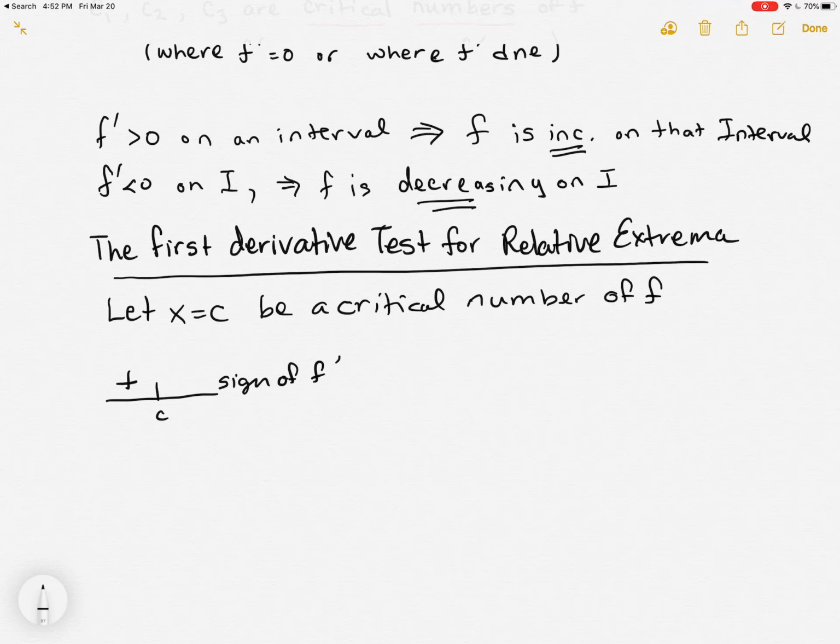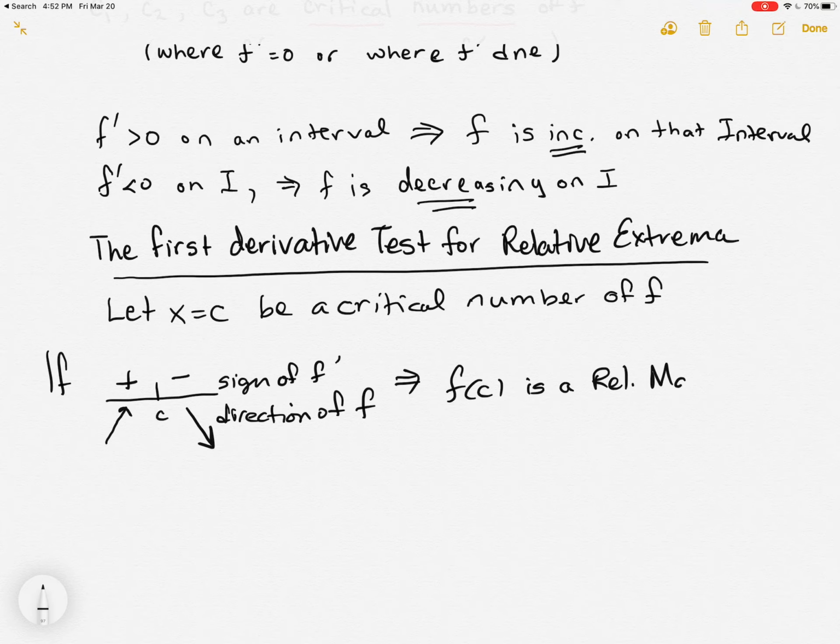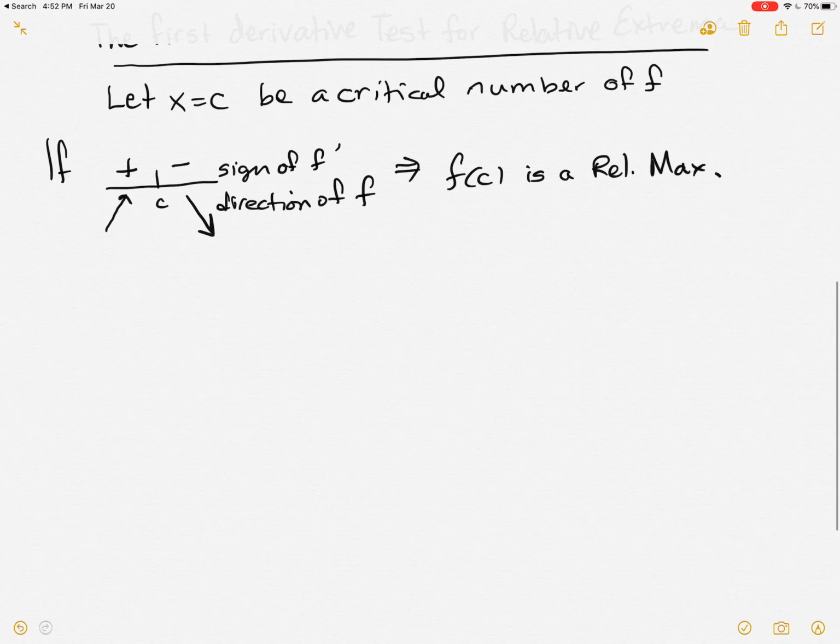If the derivative is positive on the left of the critical number and then negative on the right, then that tells us that the direction of the function is that it climbs and then falls. If that happens, then we know that the critical number is the location of a relative maximum. F of c is a relative maximum, rising to the left, falling on the right.